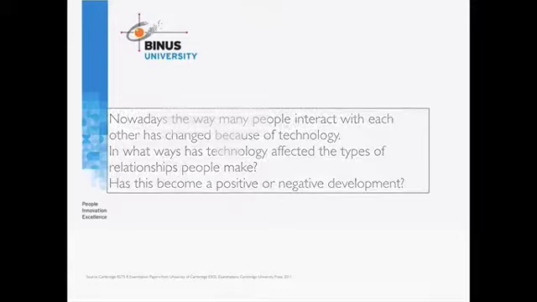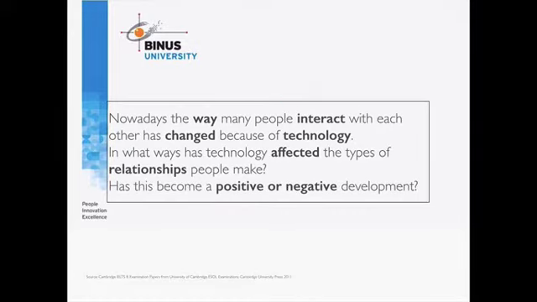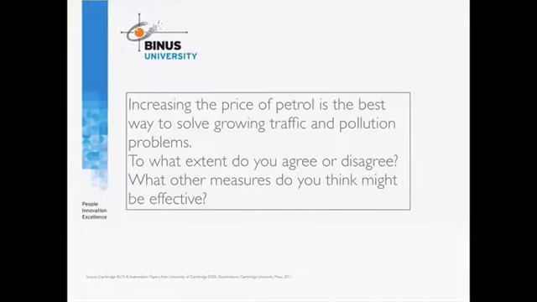Okay, let's look at the key words then. So you've got the way people interact, changed, and then technology. And then in what ways has technology affected relationships, positive or negative? So look at that question, read it carefully, and underline the key words that you need to discuss. Let's look at one more example.